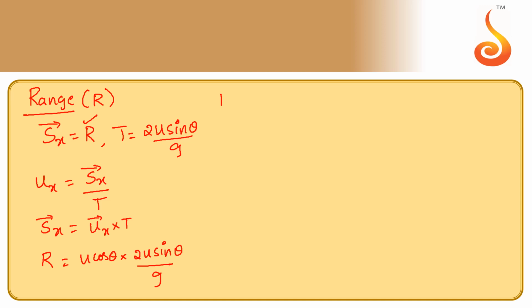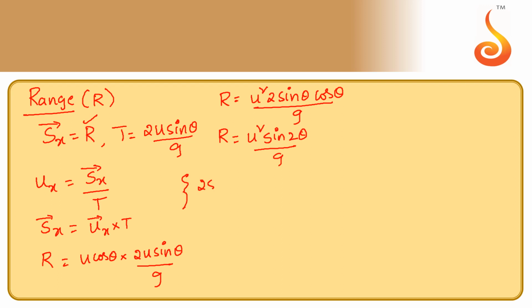Therefore, range can be calculated as u square 2 sin theta cos theta by g, or range is equal to u square sin 2 theta by g, since 2 sin theta cos theta is equal to sin 2 theta. So this is the range, the maximum horizontal displacement of a projectile, and there is one more parameter that we need to calculate, H max.